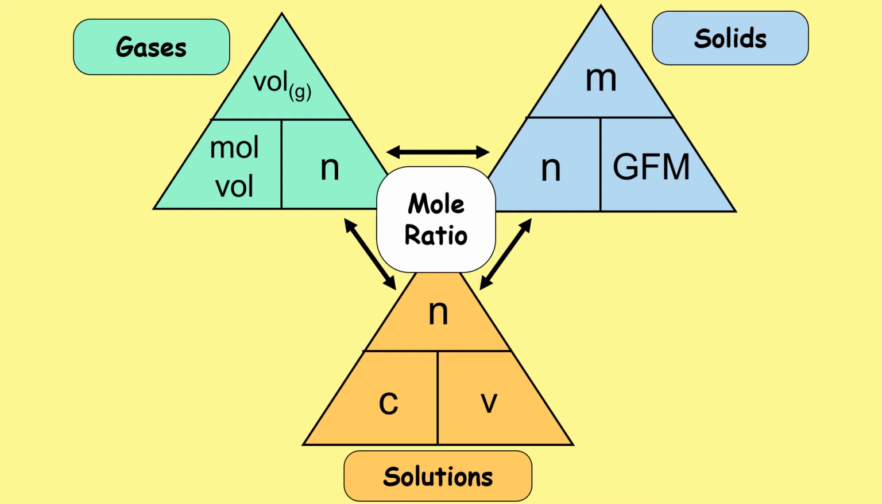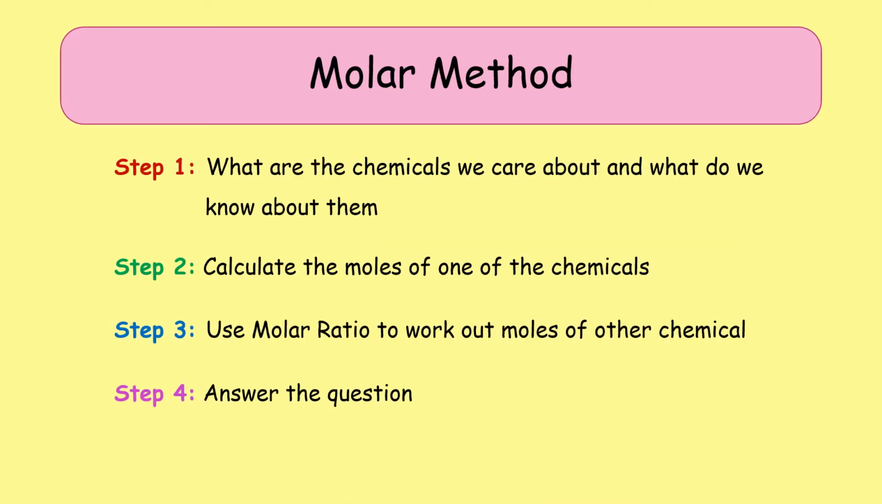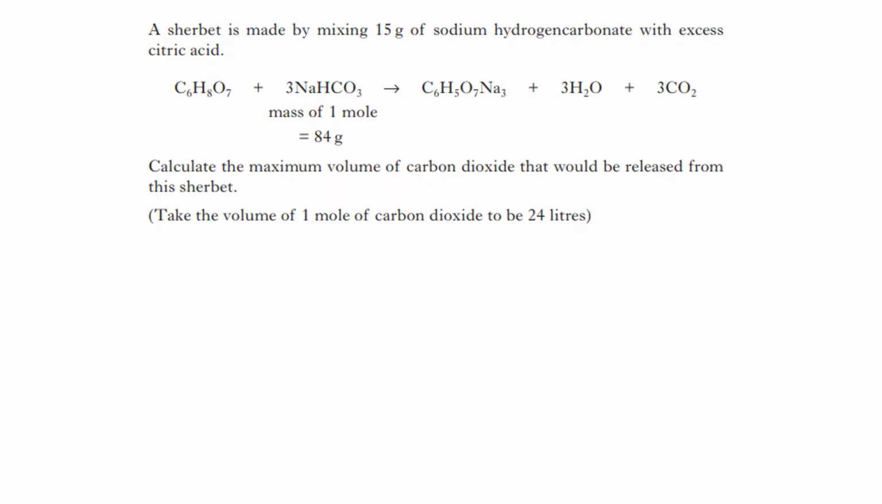There are 4 steps for answering any of these types of questions. The first step is to look at the question, look at the equation, and identify what the chemicals are that you care about and what information you know about them. Step 2, calculate the moles of one of the chemicals. Step 3, use the molar ratio to work out moles of the other chemical. And step 4, now that you know the moles of the other chemical, you'll be able to answer the question. So I'm going to work through one past paper question to show you this method in action.